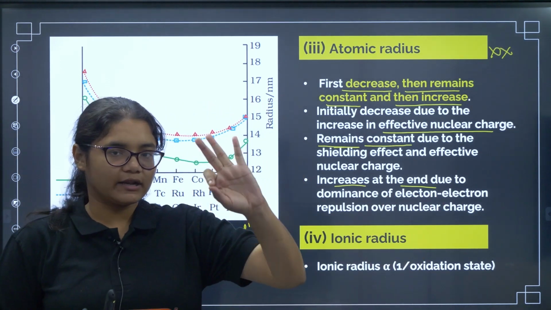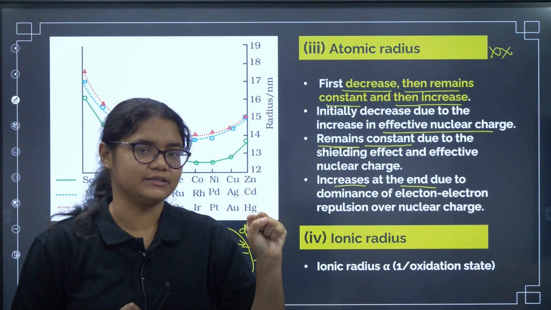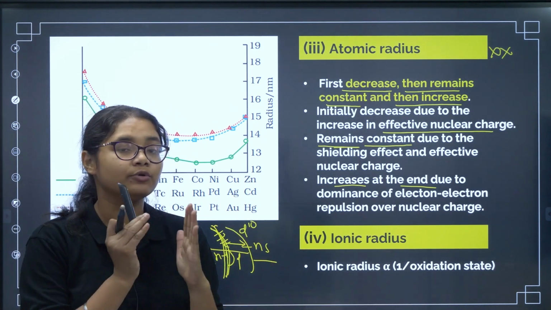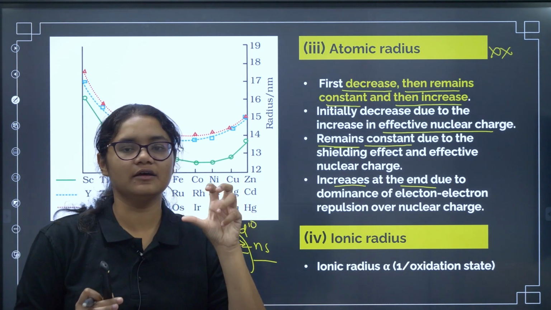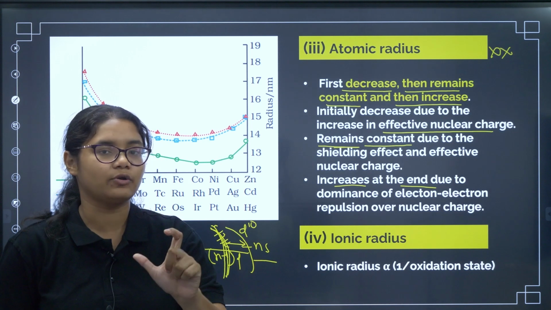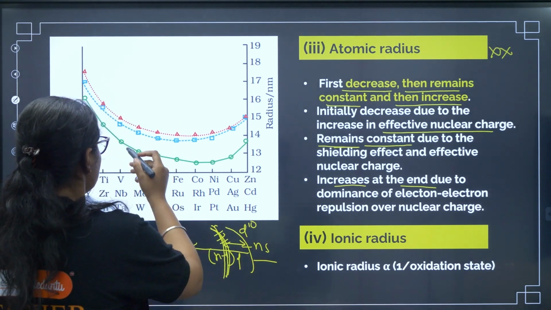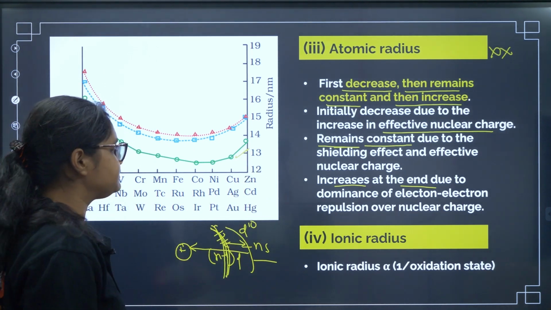Is it clear? So there are 3 points. Initially when it decreases, that is because of effective nuclear charge. Then in between, it remains constant due to two opposing forces: one is the inter-electronic repulsion, another is the attractive force of the nucleus. Then towards the end, the inter-electronic repulsion dominates and the size increases. So you can see here from copper to zinc, the size is increasing.